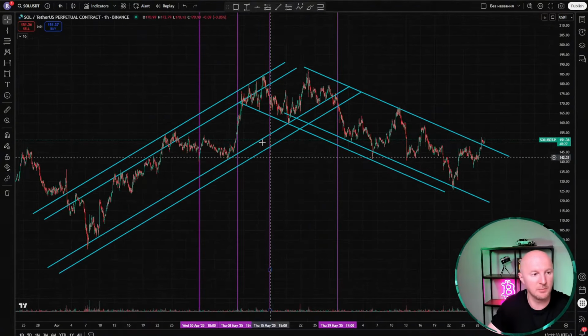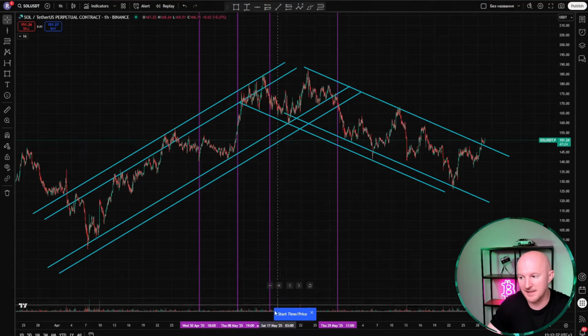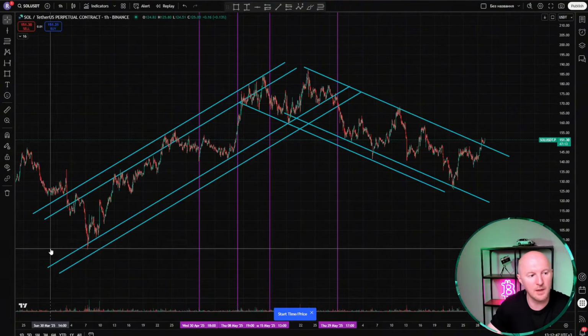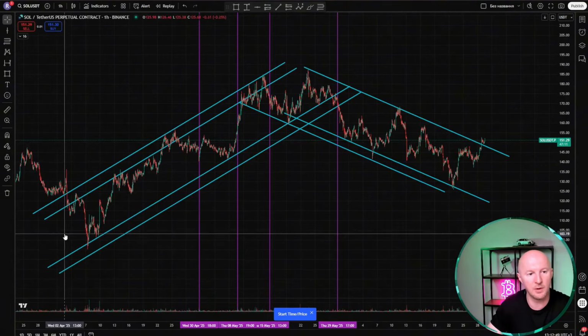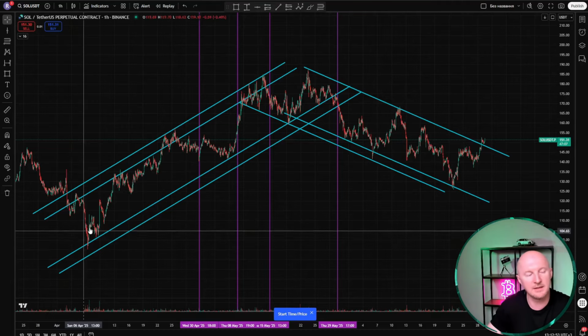So let's launch a grid bot here. The code I'm going to give you is for the Grid Bot V6 strategy. We click on it, and down here at the bottom, a light blue button appears. It says start time and price. We need to click it once, and then just use the crosshair to point to the spot where we want to start the grid bot, well, to test it, right? Basically, right now we're just running a test.